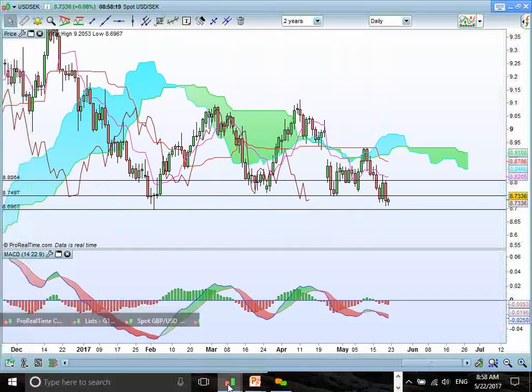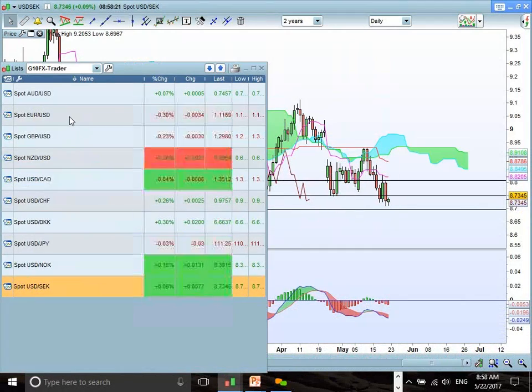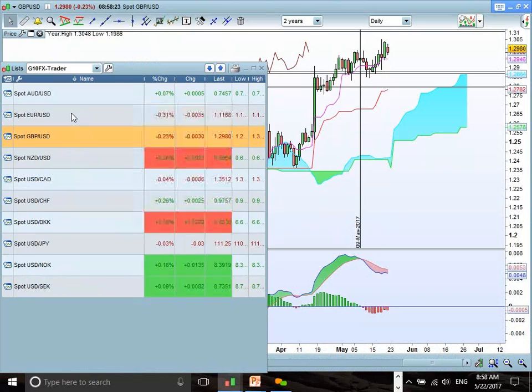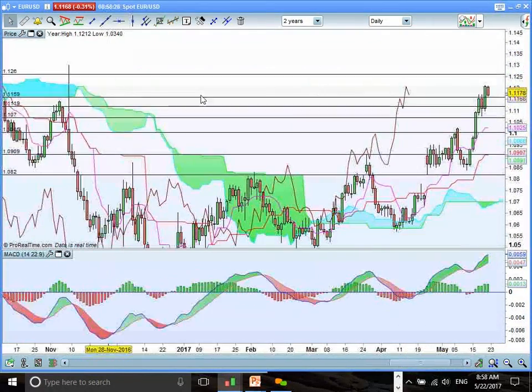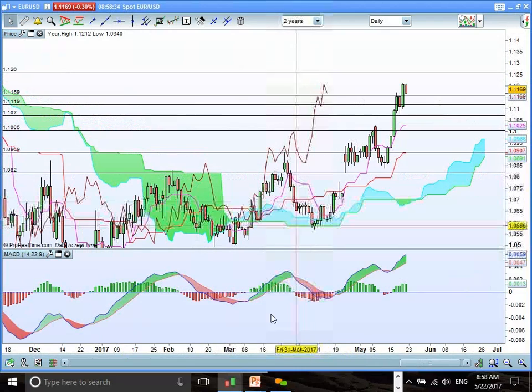Okay. But certainly the most interesting here is sterling grinding higher further into the cloud, and then the US dollar, euro US dollar, if it's going to reverse when it gets to this 112.60 zone, 112 zone, a major resistance zone.